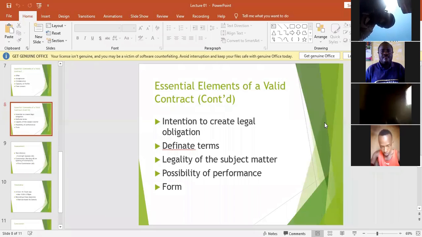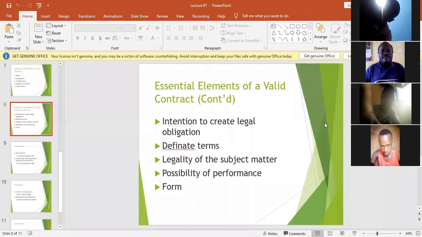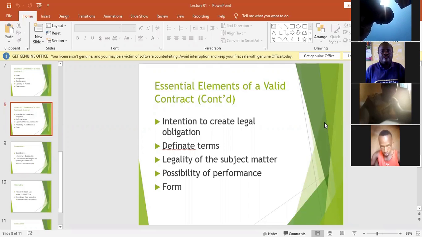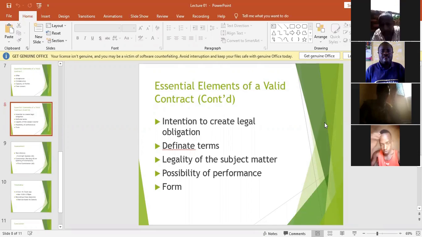Let us look at another vitiating factor of the contract called illegality. Illegality is a vitiating factor. What is illegality? Illegality is contracting over something which is prohibited by law. For instance, me and you contracting to steal, to murder, to rape, that is an illegality.